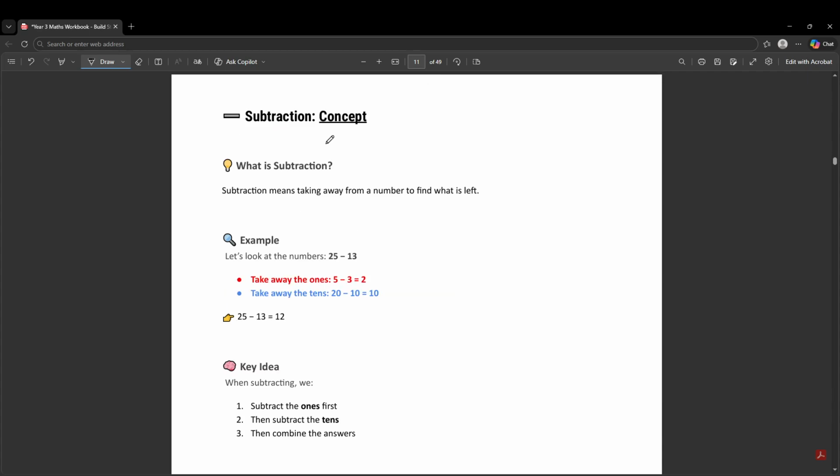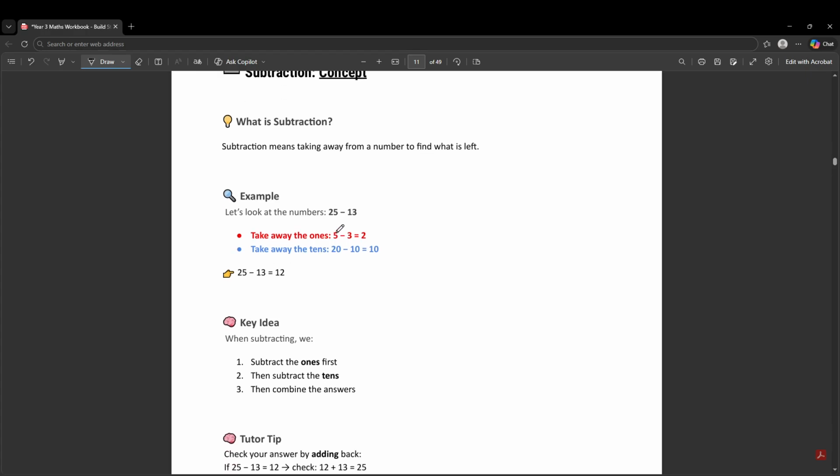Now that covers addition. Next, on to subtraction. What is subtraction? Subtraction means taking away from a number to find what is left. It is actually the opposite of addition, and we'll find out why later. An example, we'll take a look at the numbers 25 and 13.